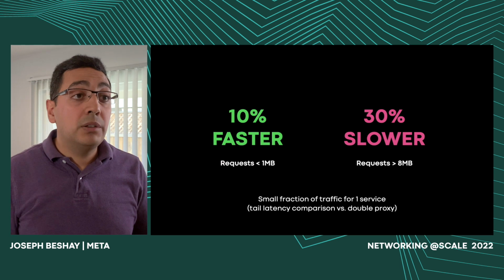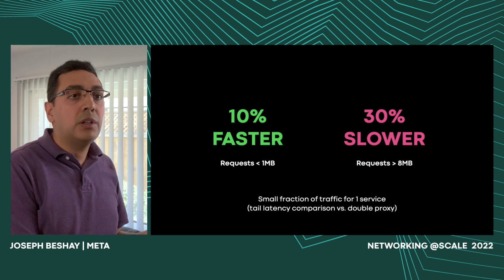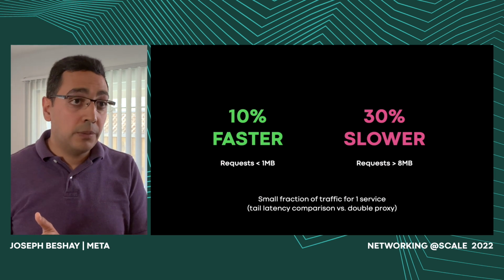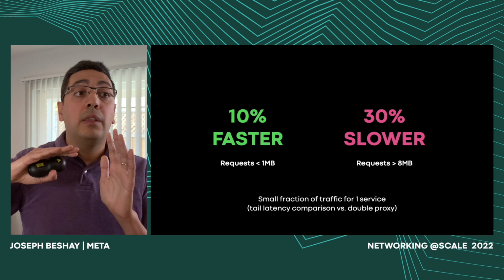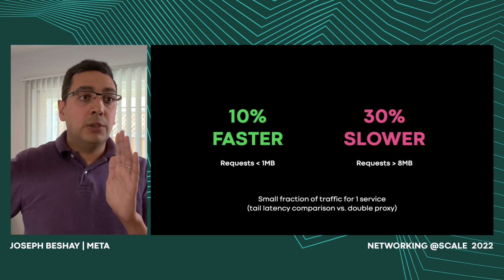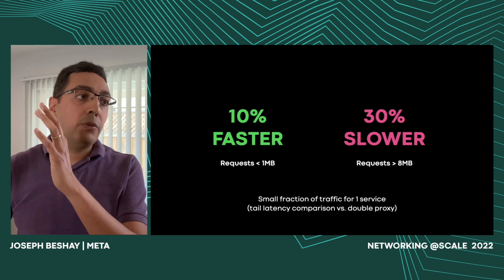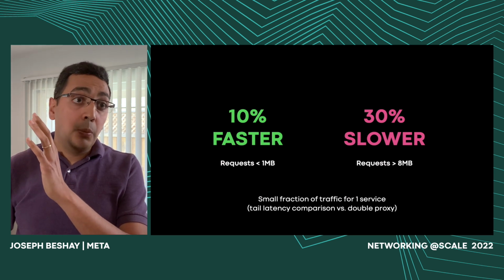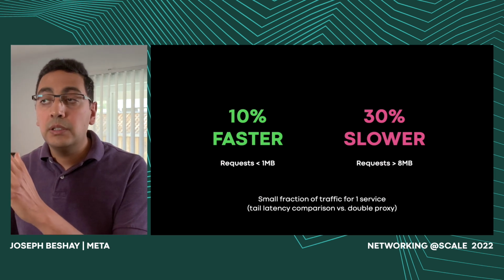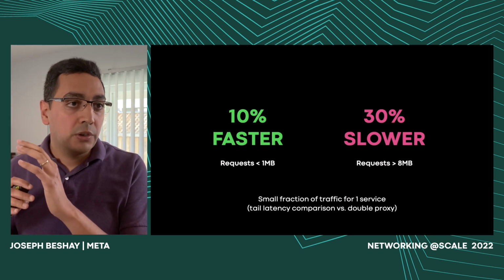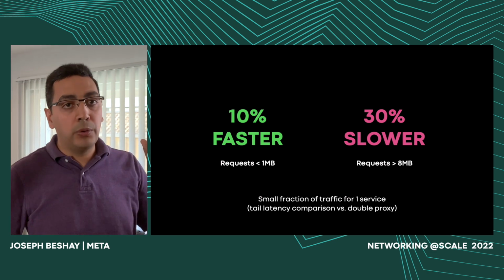Requests under 1 megabyte were 10% faster when using quick jumpstart and zero RTT compared to the double proxy approach. As requests grew larger, that advantage started to dilute, and eventually around 8 megabytes, which is the size of a lot of objects in this specific service, we noticed that we were roughly 30% slower. Quick jumpstart and zero RTT were 30% slower than the double proxy approach that I explained earlier. This is for the tail latencies of both approaches.